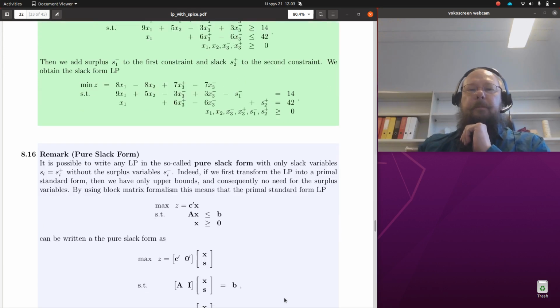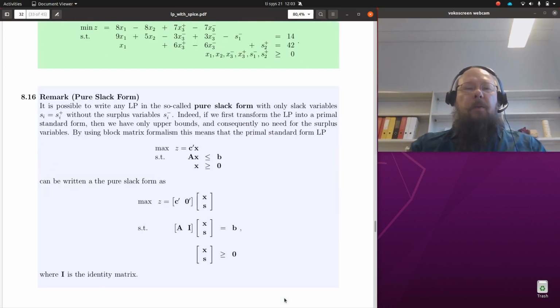All right. What about the technology matrix? What happens here?